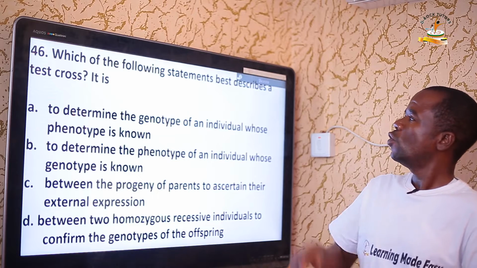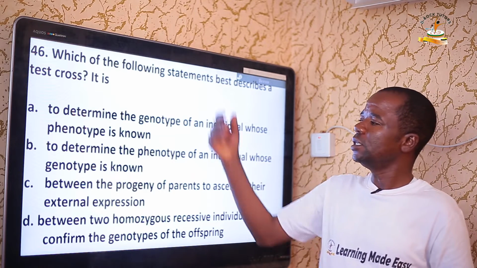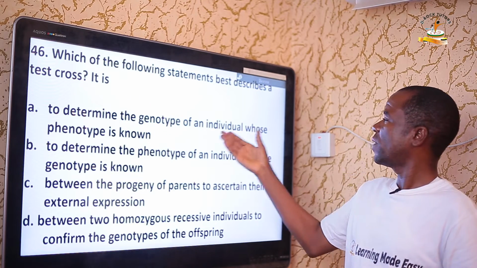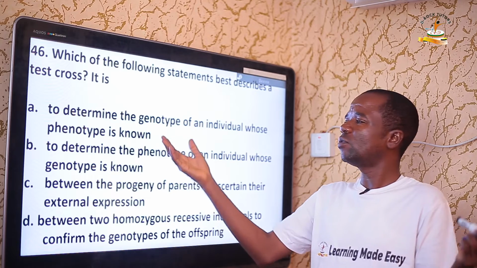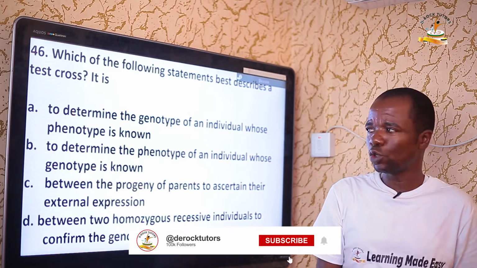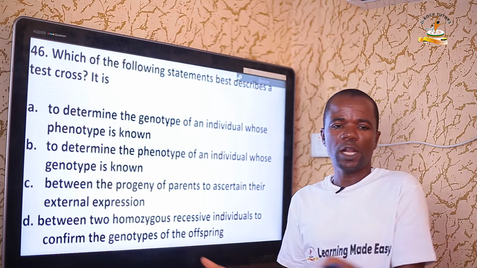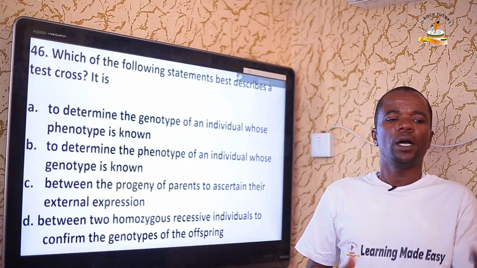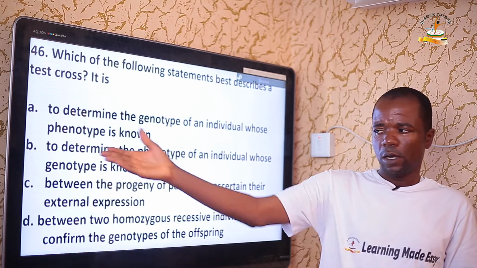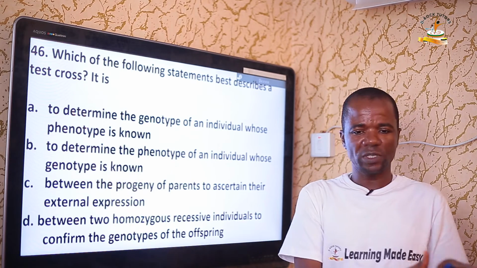Number 46. Which of the following statements best describes a test cross? If you look at the options, A, to determine the genotype of an individual whose phenotype is known. Absolutely, that's the correct answer. As a matter of fact, a test cross is carried out to determine the genotype of a dominant organism. Now, when an organism is dominant, it means we know the phenotype. Maybe an organism is tall. That organism can be tall and have the genotype TT, that's homozygous for tallness.